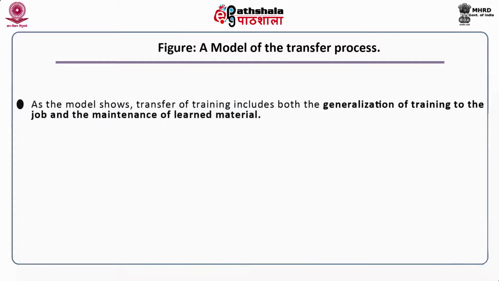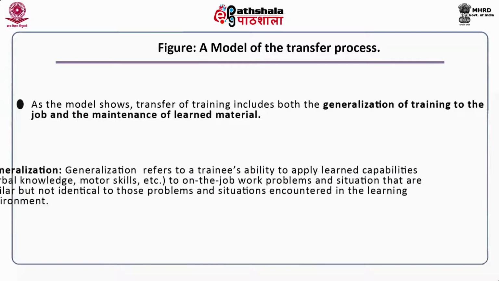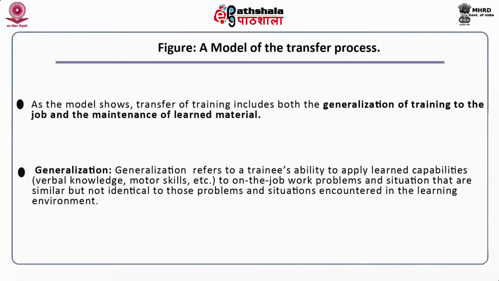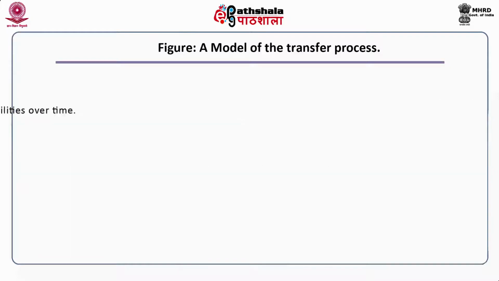As the model shows, transfer of training includes both the generalization of training to the job and the maintenance of the learned material. Now let us discuss the concept of generalization. Generalization refers to a trainee's ability to apply learned capabilities, the verbal knowledge, motor skills, etc., to on-the-job work problems and situations that are similar but not identical to those problems and situations encountered in the learning environment.